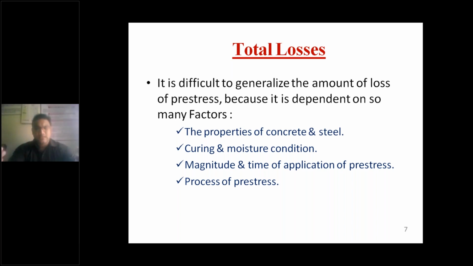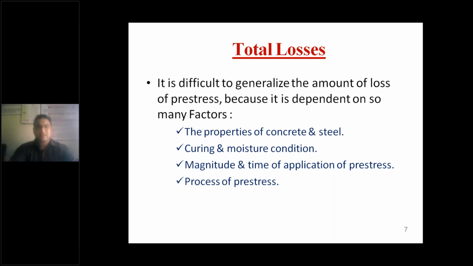So in terms of properties, we are much bothered about the mechanical properties in terms of creep, shrinkage, Young's modulus, and strength. All these parameters are going to be considered as factors to calculate the total losses individually, right? And the next one is curing and moisture condition. That is also very important. Why? Because curing and moisture condition is going to relate more with the shrinkage loss.